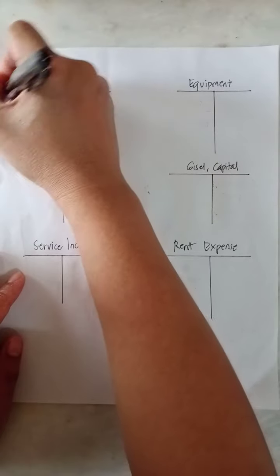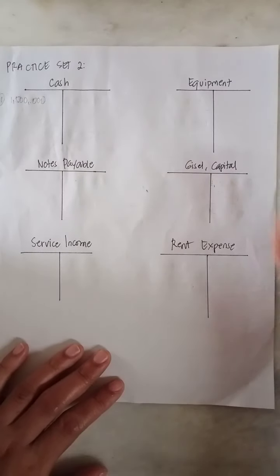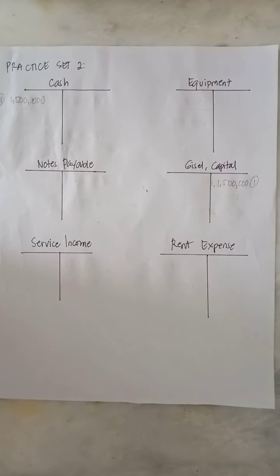1,500,000. So the value parted with is right of ownership. Therefore, the effect of the transaction on the accounting elements, there is an increase in equity. So if there is an increase in equity, you credit. You credit Giselle capital of 1.5 million pesos. Next, rendered services to La Suerte company, 75,000.